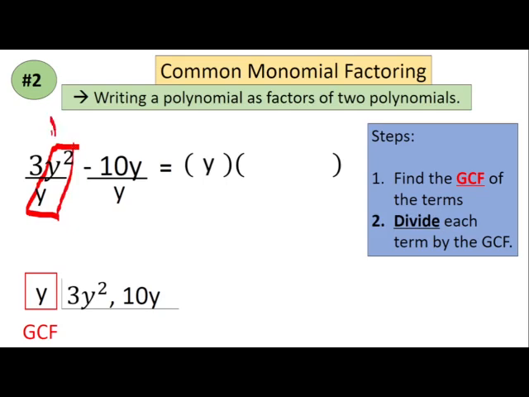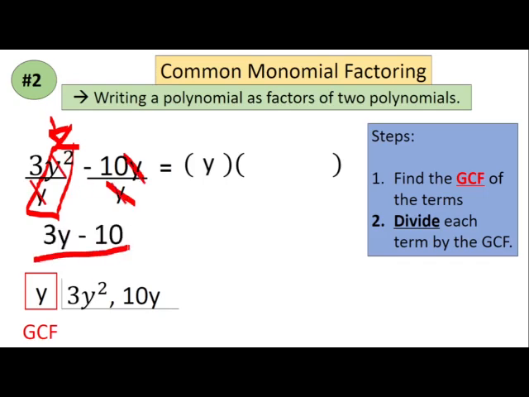May dalawa kang y sa itaas. May isa kang y sa ilalim. O ilan na lang yung matitira sa itaas mo? Divide sila. Isa na lang. Dito may matitira pa bang y? Wala na. Pareho lang naman silang tig-isa. So ang matitira sa first term natin, the 3y na lang.